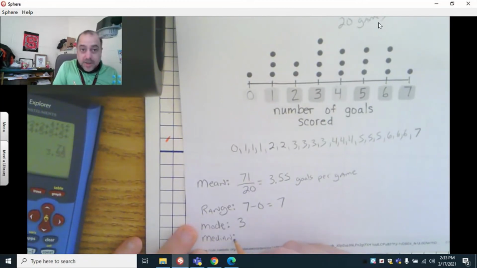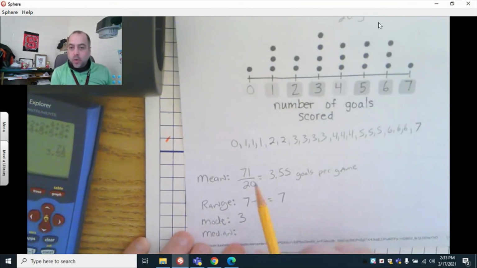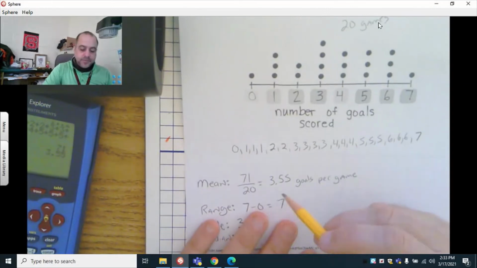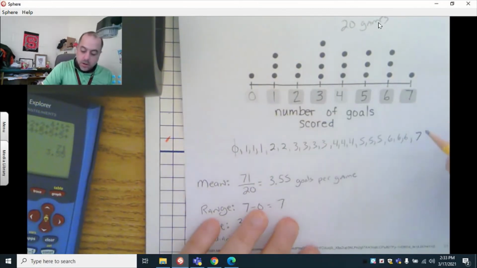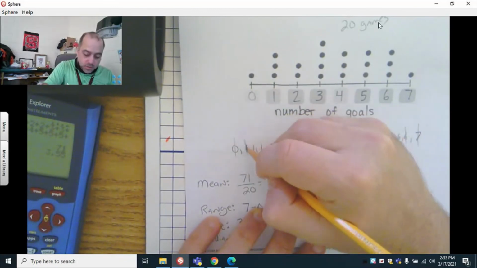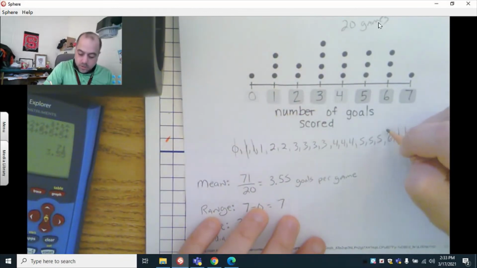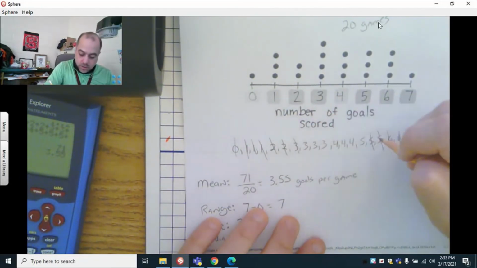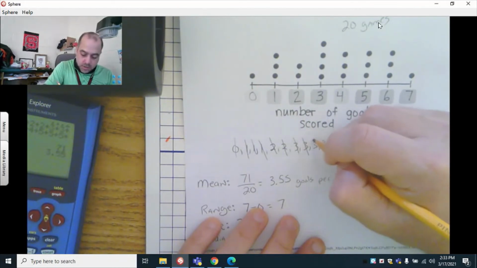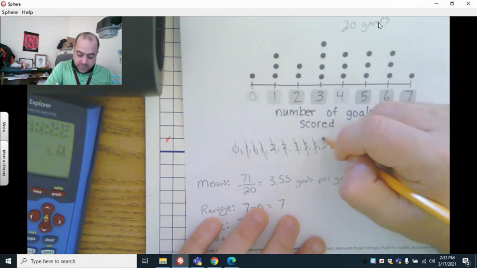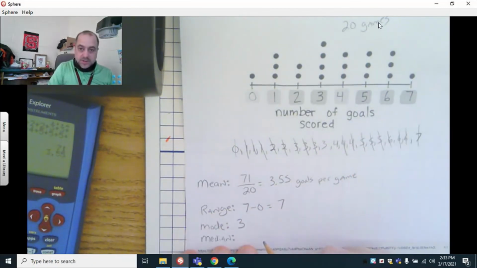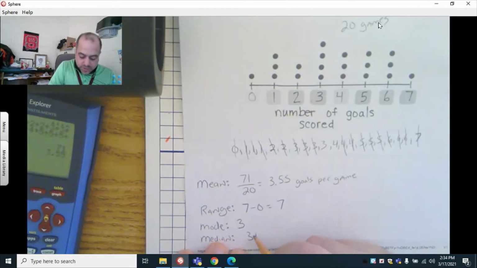So remember, for the median, you want to line them up in order. We already did. Now we're going to get up here, we're going to start slashing, right? So we're going to say here, here, here, here. We're almost there. Oh, if we do this one and this one, we're out. So it's between 3 and 4. So we're going to say 3 plus 4 equals 7.